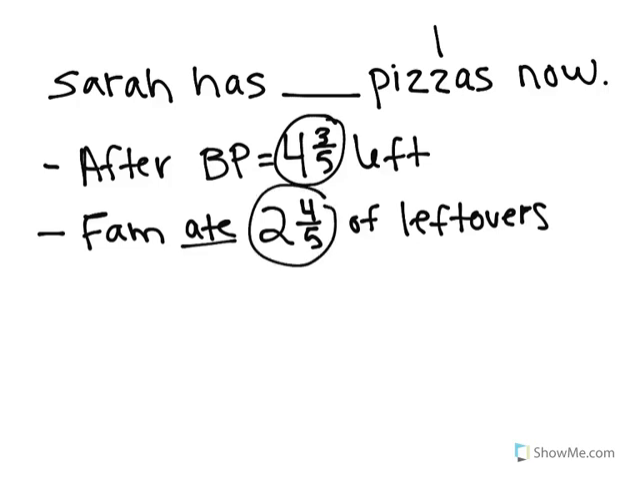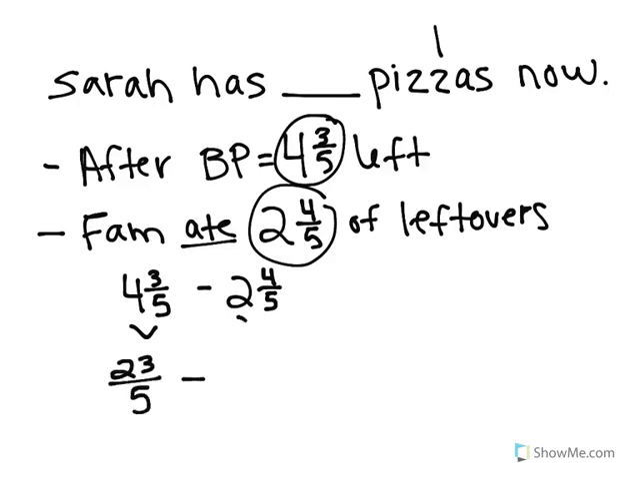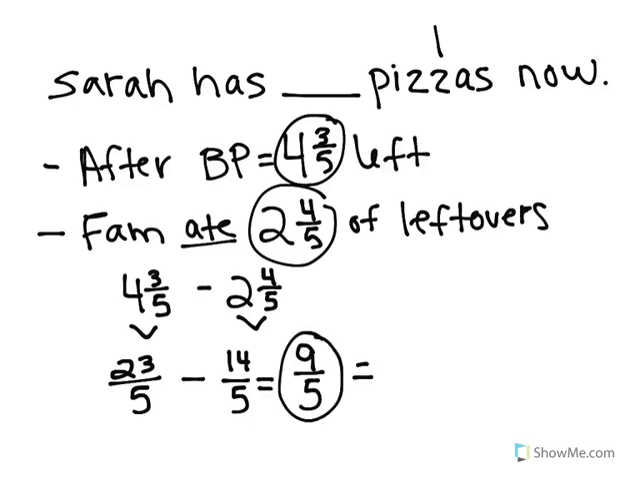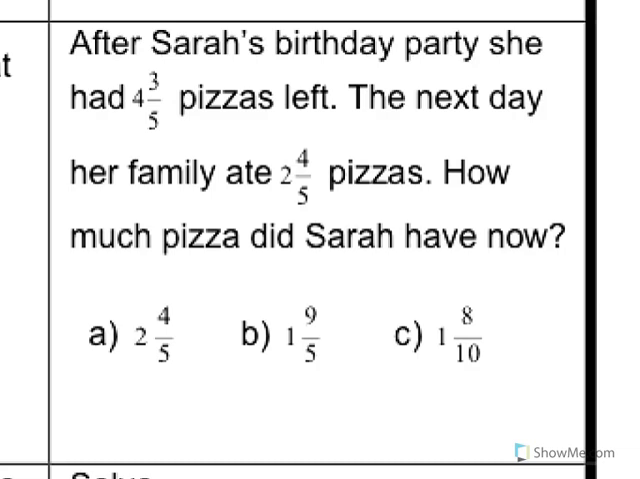So what I'm going to do is turn these mixed numbers into improper fractions and then subtract them. If you like to stack and do it that way, that's fine too. So this one, I get 23/5, and when I subtract 2 4/5, which is 14/5 as an improper fraction, I get 9/5. But since that's an improper fraction, and none of my answer choices are improper fractions, I want to take my 9/5 and turn it into a mixed number. The mixed number it becomes is 1 4/5.